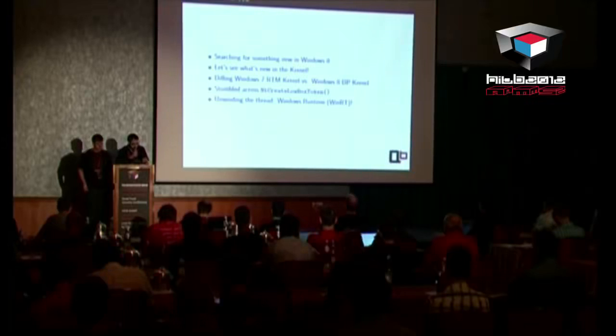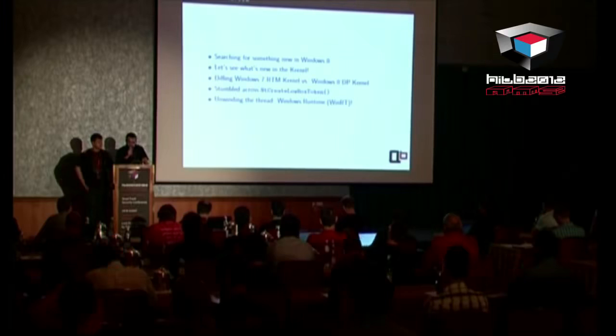So at first we were searching for something new in Windows 8, and we said, let's see what's new in the Windows 8 kernel. So we simply diffed the Windows 7 RTM kernel and the Windows 8 developer preview kernel, and we stumbled across a function which was interesting just by its name, and its name is NtCreateLowBoxToken. So unwinding the thread, finally in a bottom-up approach, we found that it's related to the Windows runtime or WinRT.